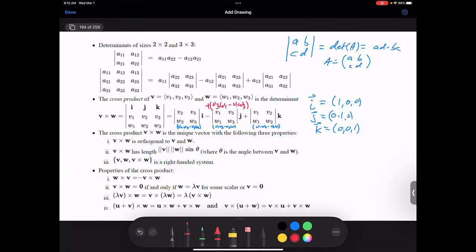The next part is that V cross W forms a right-hand system. Are there any students who are left-handed? Damn it, you're not supposed to be admitted. That's all right. How good is your right hand? You can write with it.